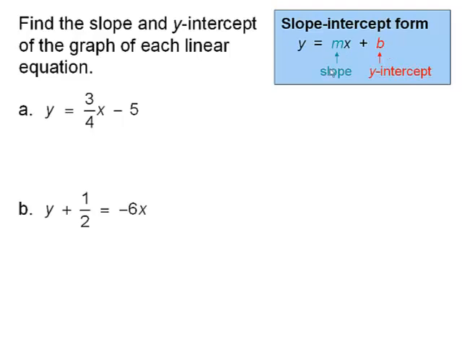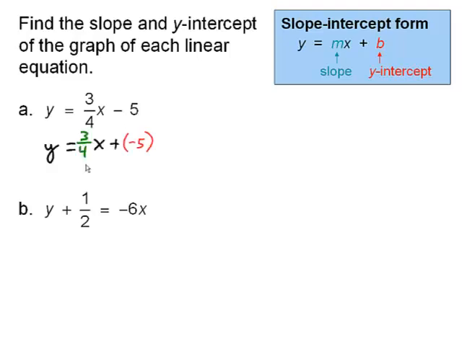And m represents the slope of the line, and b represents the y-intercept, or the y-coordinate where the line crosses the y-axis. To see how this works, let's look at part A. We have the equation y equals 3/4 x minus 5. Notice this is pretty close to slope-intercept form. We have y equals some number times x, but we're not adding a number, we're subtracting a number. So we could rewrite this in slope-intercept form by adding the opposite of 5 instead of subtracting 5.